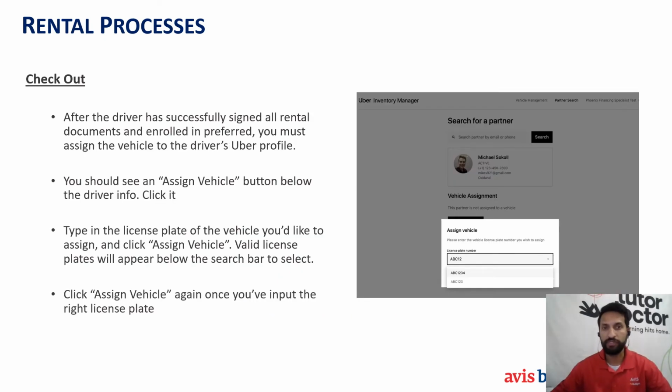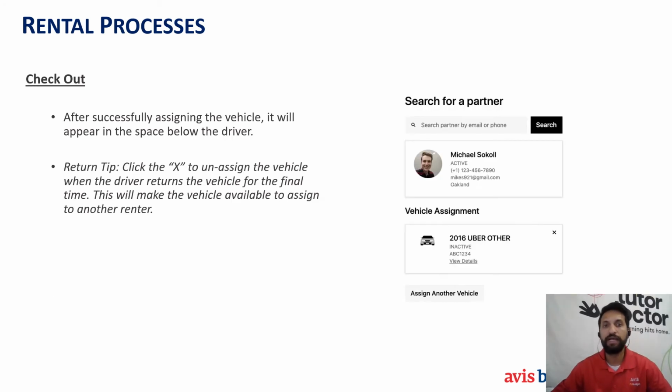After the driver has successfully signed all rental documents and enrolled in Preferred, you must assign the vehicle to the driver's Uber profile. You should see an Assign Vehicle button below the driver info. Type in the license plate of the vehicle you would like to assign and click Assign Vehicle. Click Assign Vehicle once again once you have input the right license plate. After successfully assigning the vehicle, it will appear in the space below the driver. If you need to change it, just click X and assign again.